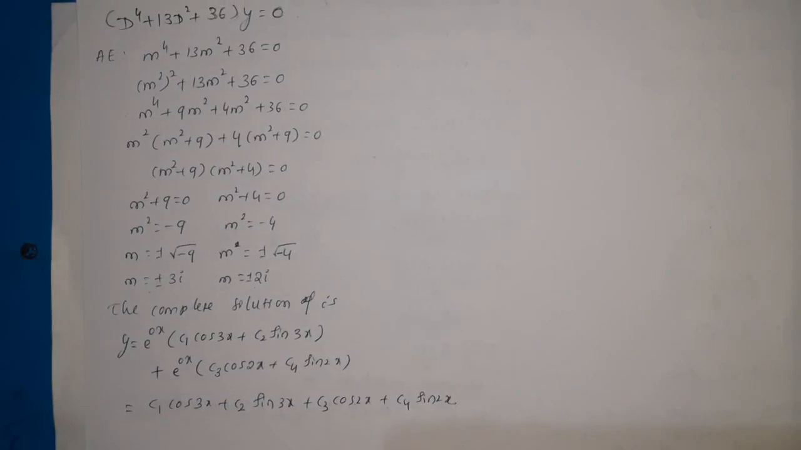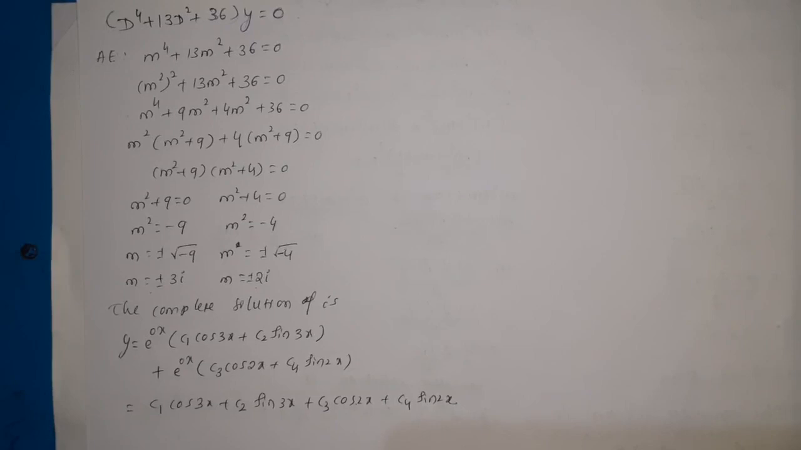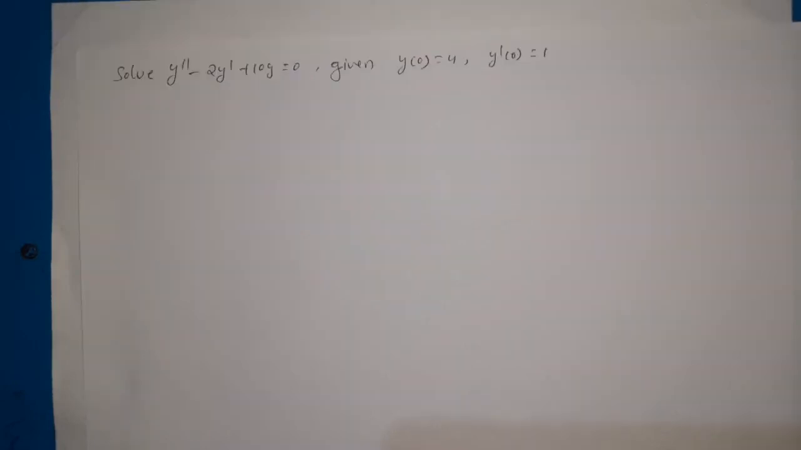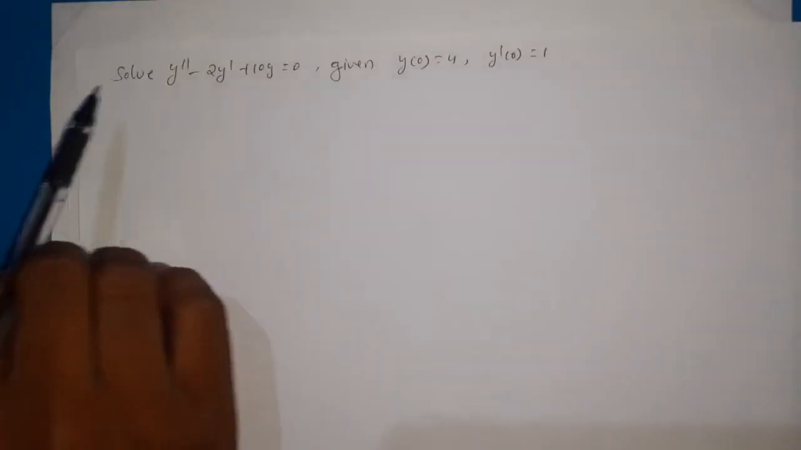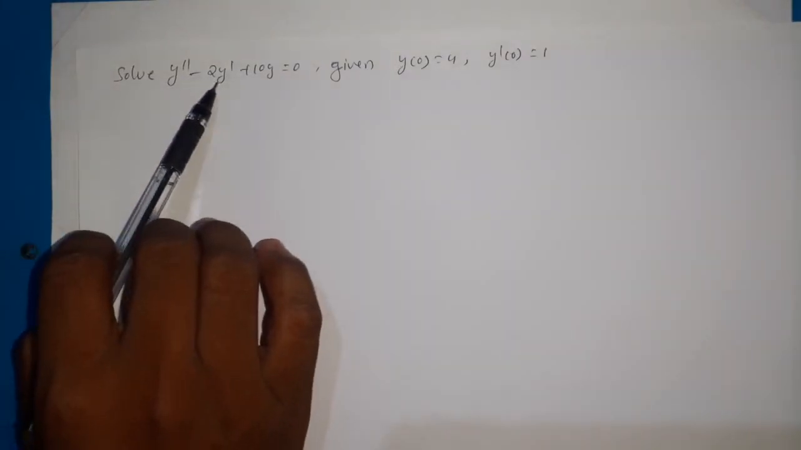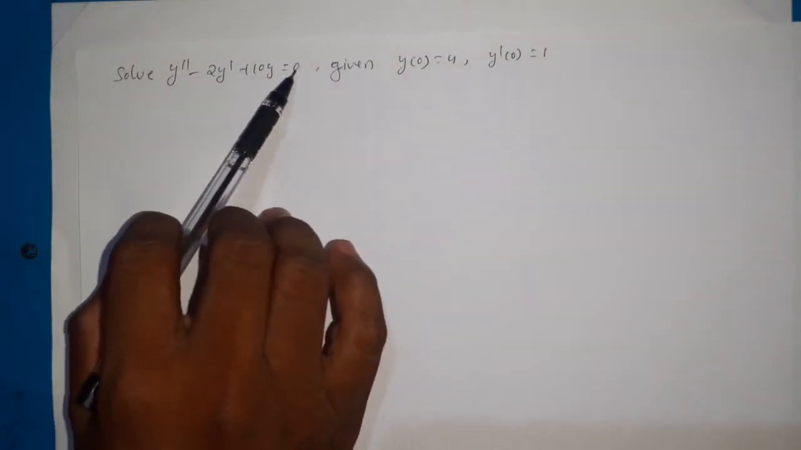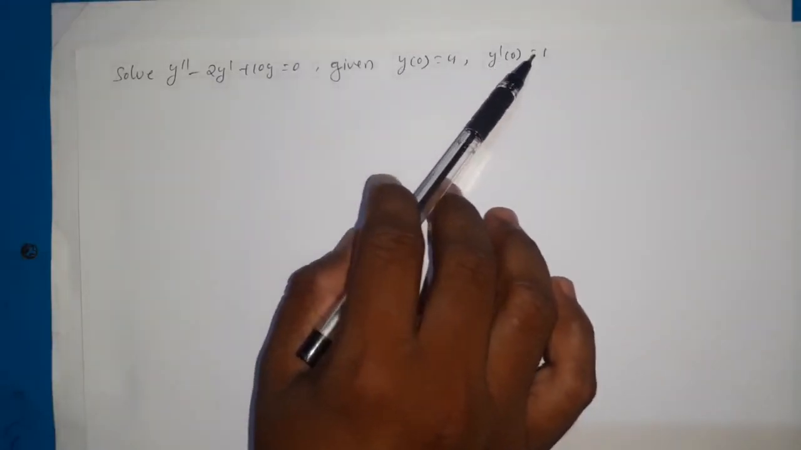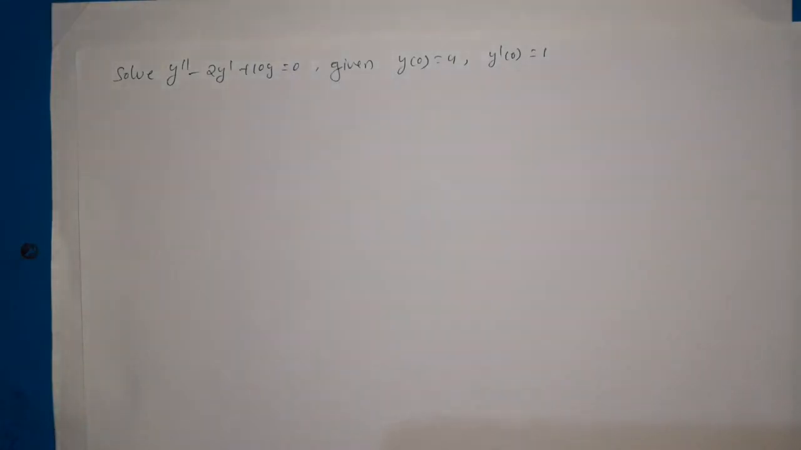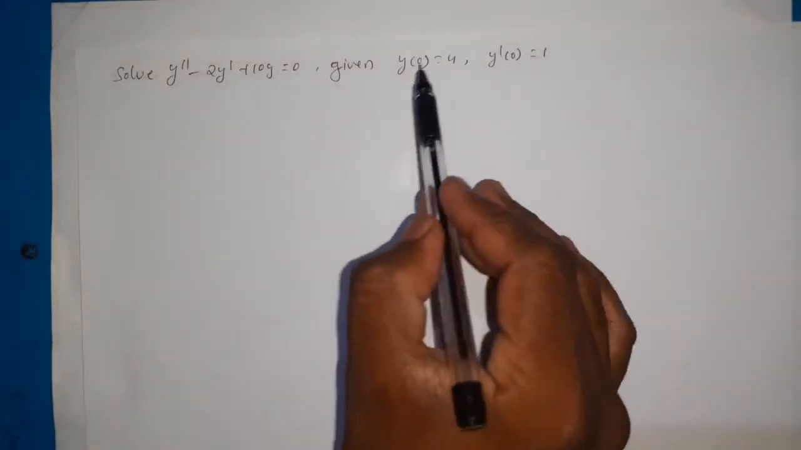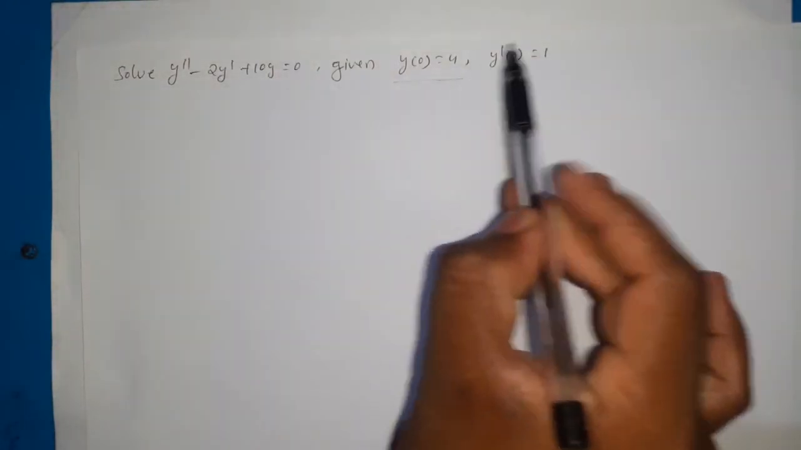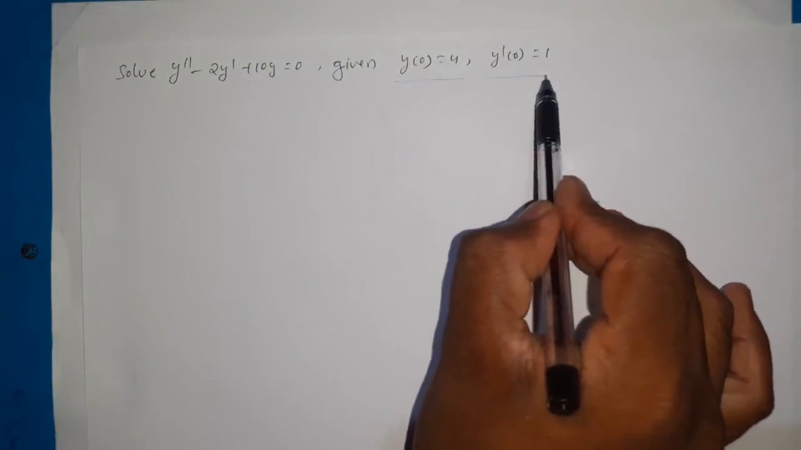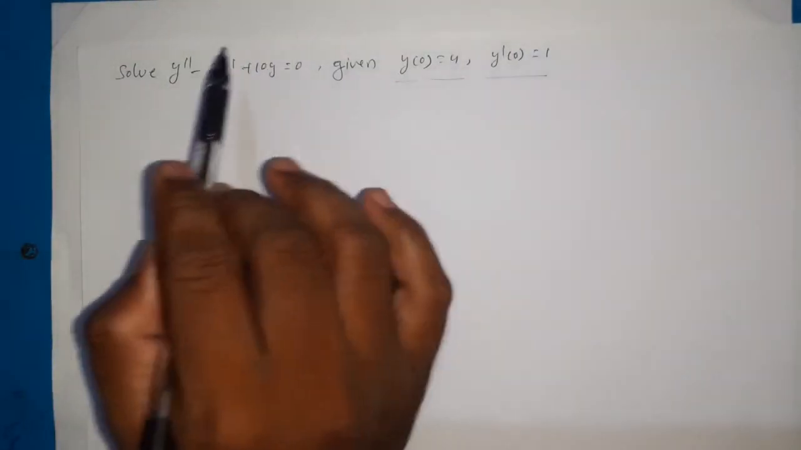D power 4 plus 13 D square plus 36 is equal to 0. The next example is solve y double dash minus 2y dash plus 10y is equal to 0, given y of 0 equal to 4 and y dash of 0 is equal to 1. So it is similar to the previous examples, but the new thing is here they have given two conditions, that is y of 0 equal to 4 and y dash of 0 equal to 1.